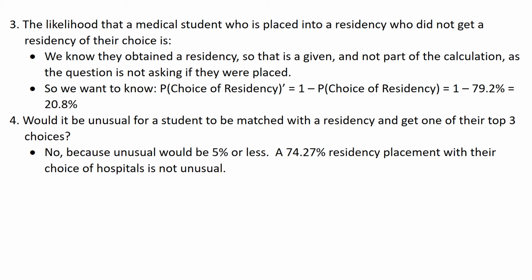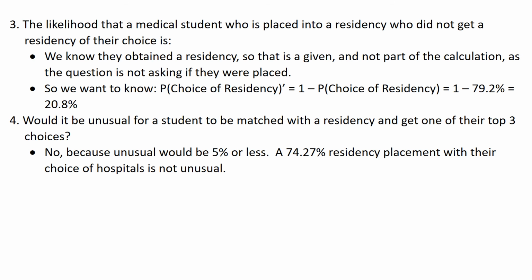Now, this is pretty cut and dry. It's pretty simple. What's the likelihood of a medical student who was placed in a residency who did not get a residency of their choice? Well, it's simply, we assume they got a residency, but didn't get their choice. It's 79.2%. I subtract that from 1, or 100%, so there's a 20.8% chance.